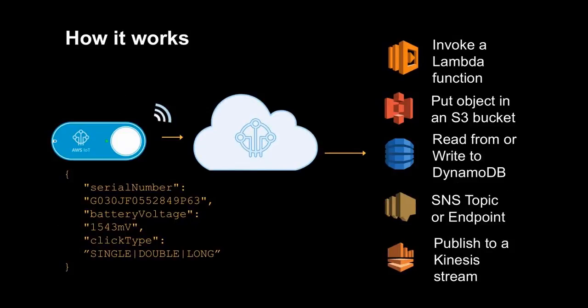So how does all this work? On the far left, we have the AWS IoT button. And every single time you click the button, it'll send 3 different attributes to you. It'll send a serial number and a full serial number value. It'll send a battery voltage, so how much battery is left on this individual button. It'll also send a click type, and there are 3 types of clicks you can perform with the AWS IoT button. There's a single click, a double click, and then a long press. And a long press is holding the button for more than 1.5 seconds.